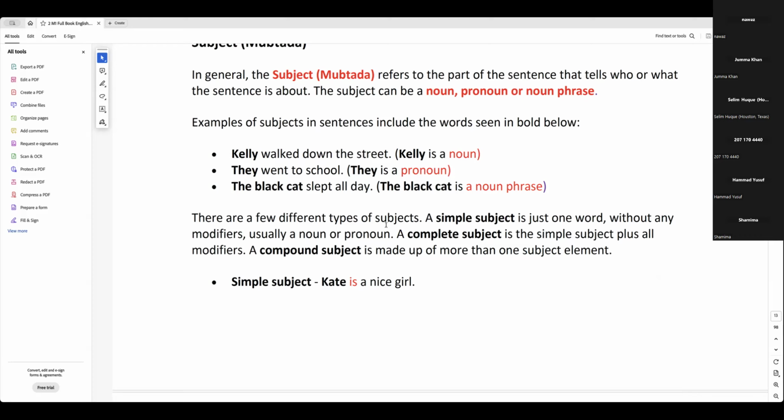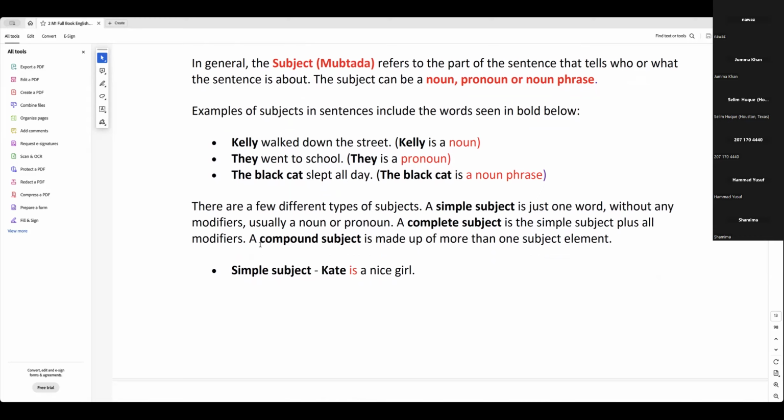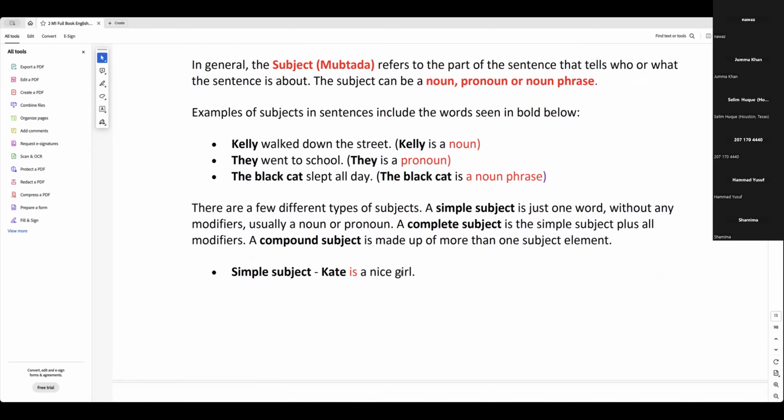There are a few different types of subject. A simple subject is just one word without any modifiers, usually a noun or pronoun. Then there is the simple subject plus all modifiers. A compound subject is made up of more than one subject element. The simple subject example given below is: Kate is a nice girl. It's just a simple subject. Kate is a nice girl.